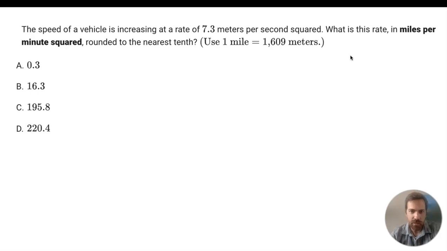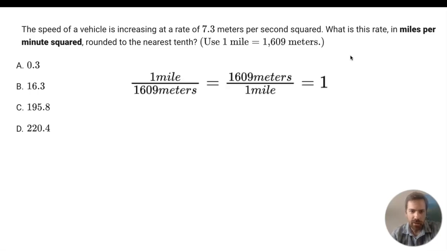Well, ultimately what we want to do is multiply the original value by 1, but in kind of a clever way. They tell us that 1 mile is equal to 1609 meters. So if we put that as a ratio, if 1 mile and 1609 meters are the same thing, then 1 mile divided by 1609 meters should be 1, because the numerator and the denominator are the same. Or we could flip them, it should still be 1, right? 1609 meters over 1 mile also equals 1, right?